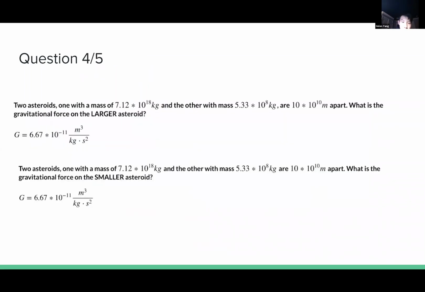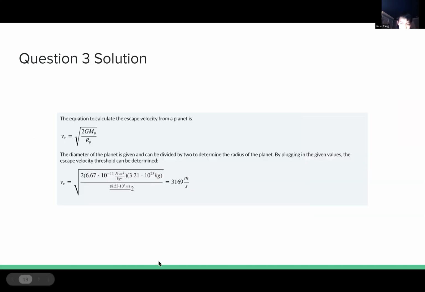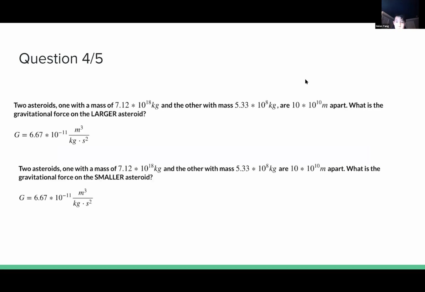Okay, so now I can do question 4 and 5. Here's the solution again, if you didn't see it. Okay, so now you guys can do question 4 and 5.